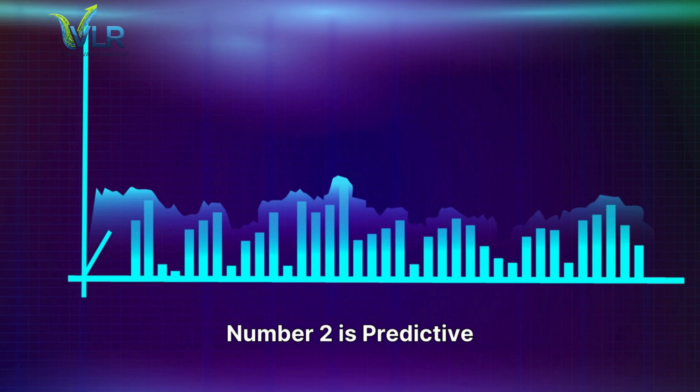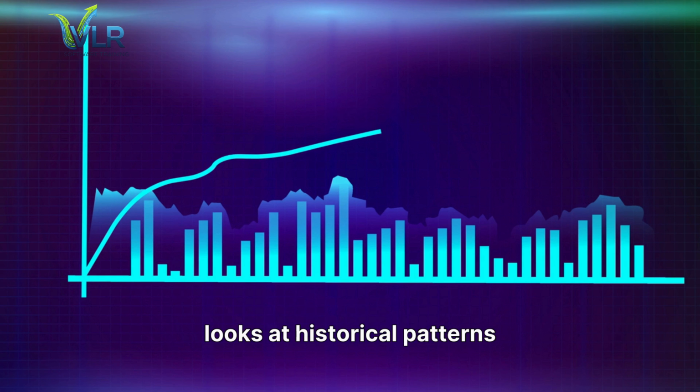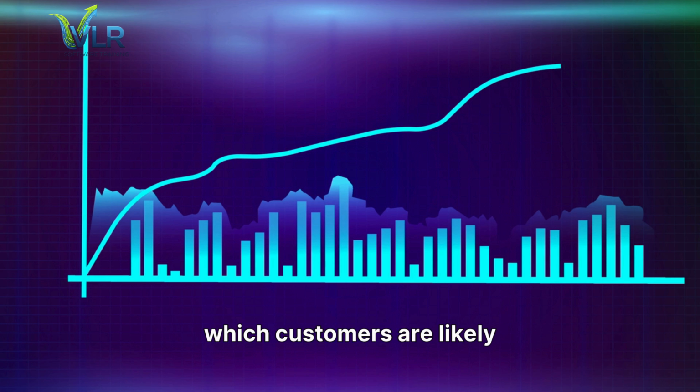Number 2 is predictive analytics. This is the most powerful use case. Instead of just looking at past sales, AI looks at historical patterns to predict future demand. It can tell you which customers are likely to leave or how much stock you need for next month.